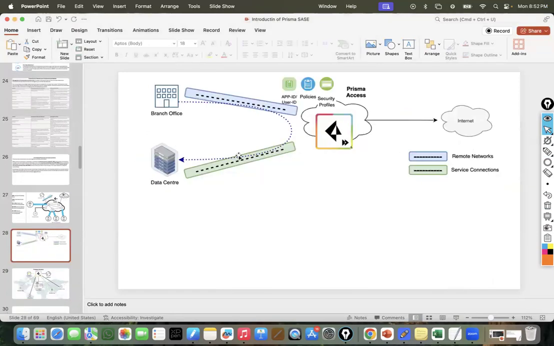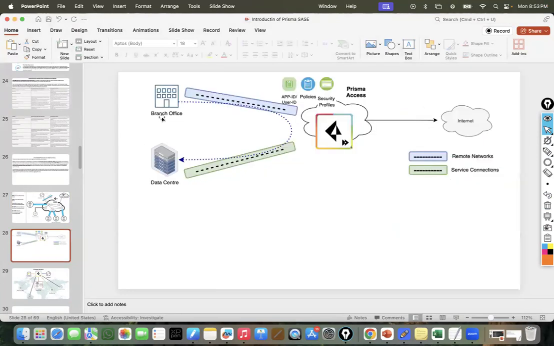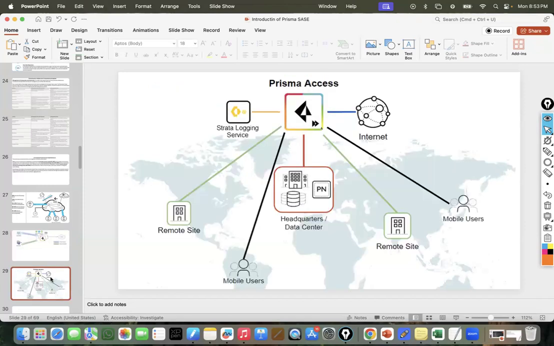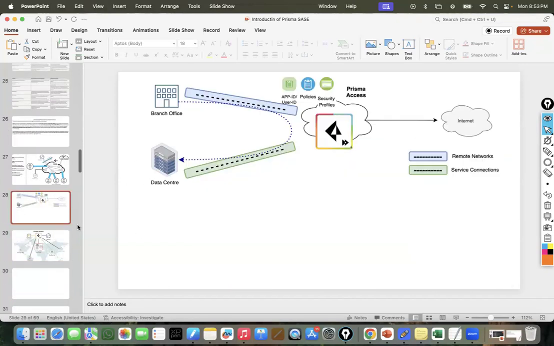So you can see here we have one branch that wants to communicate to the data center, so definitely it is going to land first on the RSPN, and then via the RSPN they are going to build an IPsec to the data center. Then all the application ID policy security, meaning remote network service connection, is going to be terminated, and over the IPsec all the inspection is going to happen. Then they are going to do the communication.